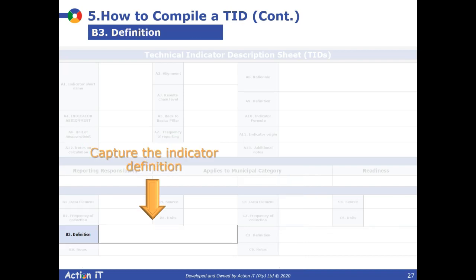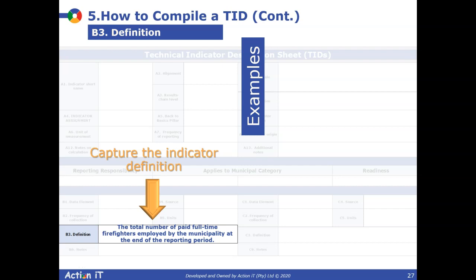In B3 definition, capture the definition of the data element. In our example, the definition will be captured as the total number of paid full-time firefighters employed by the municipality at the end of the reporting period.